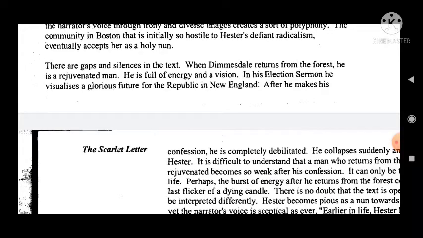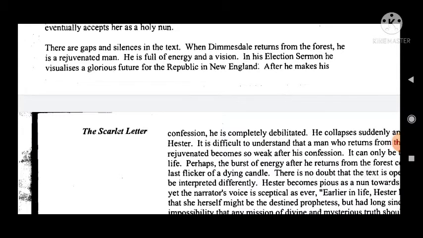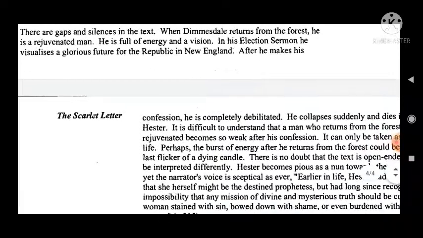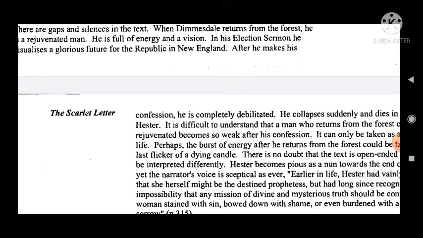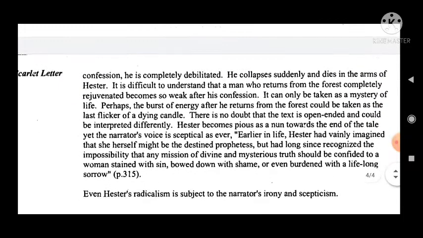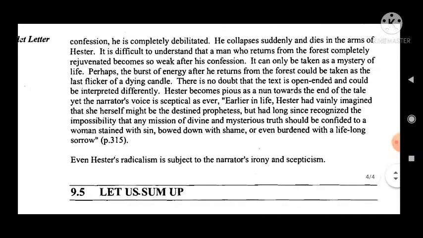There are gaps and silences in the text. When Dimmesdale returns to the forest, he is a rejuvenated man. He is full of energy and of vision. In his election sermon, he visualizes a glorious future for the Republic of New England. After he makes his confession, he is completely debilitated. He collapses suddenly and dies in the arms of Hester.